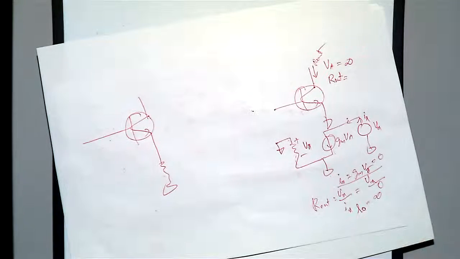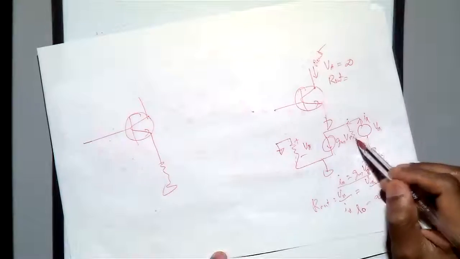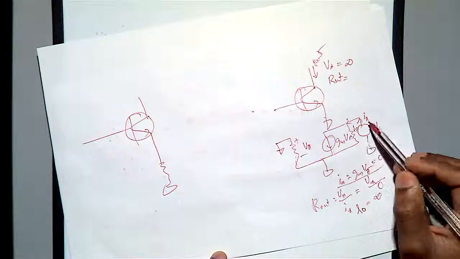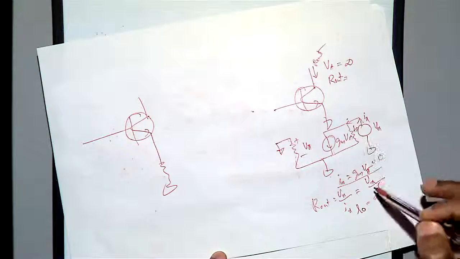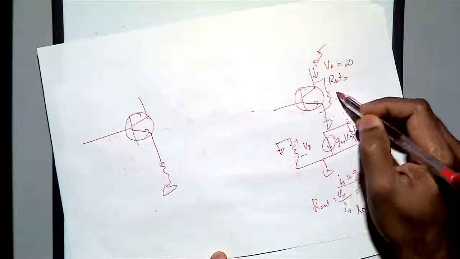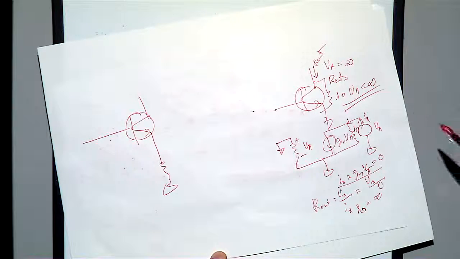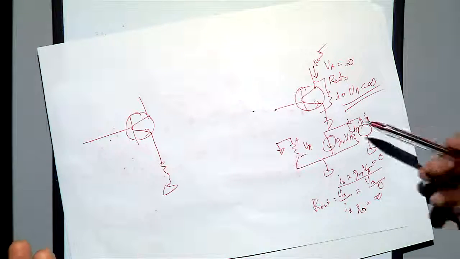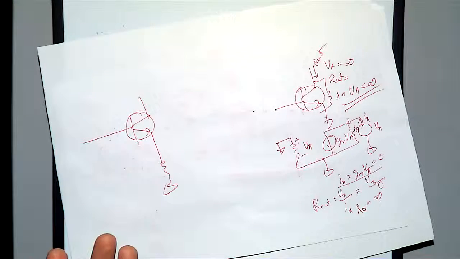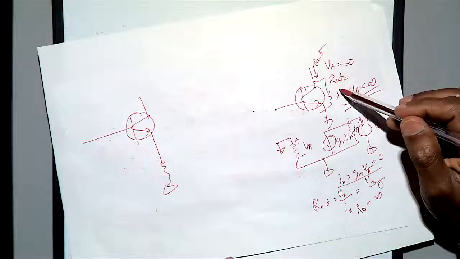But when you take into account the early effect, you connect RO here, and when you do the equation again, you will get, since we are connecting an RO here with early effect, so we say VA less than infinity. Without early effect, for a simple transistor, the output impedance is infinity. With early effect, you get RO.